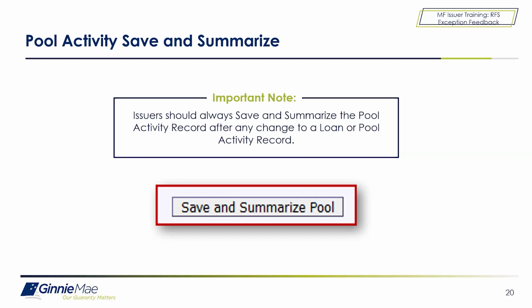In another story, on the third business day, if an issuer liquidates a loan and does not save and summarize the pool, then on the morning of the fourth business day, that issuer will have multiple critical alerts on the pool record. Then the issuer will need to clear critical exceptions prior to 7 p.m. Eastern Time on the fourth business day.